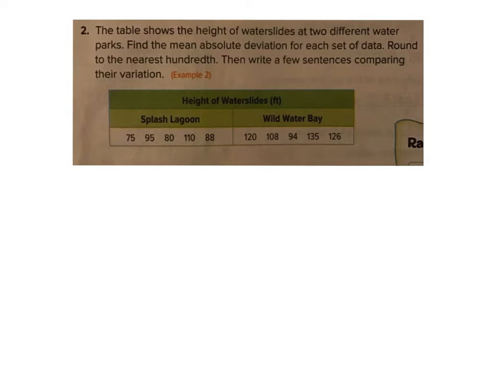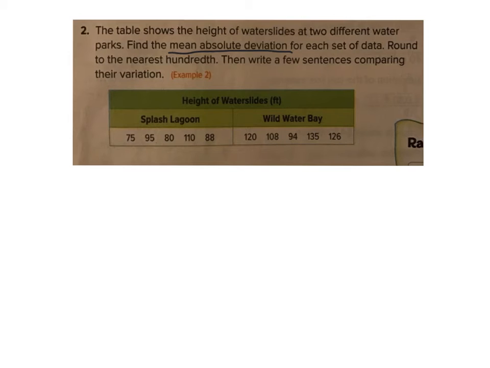All right, this is a problem that says the table shows the height of water slides at 2 different water parks. Find the mean absolute deviation, I call it the MAD, for each set of data. Round to the nearest hundredth. Then write a few sentences comparing their variation. Okay, I'm not going to write the few sentences. I'm going to tell you a little bit about why I think we can compare them and how the numbers compare. Okay, height of water slides.